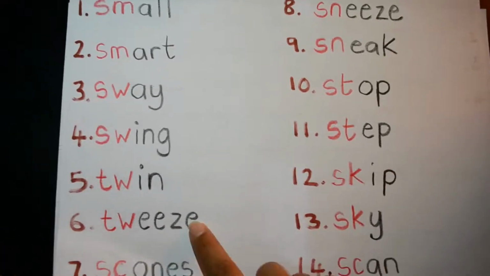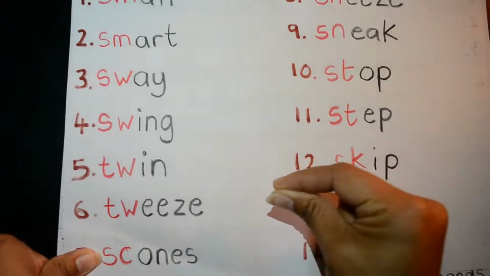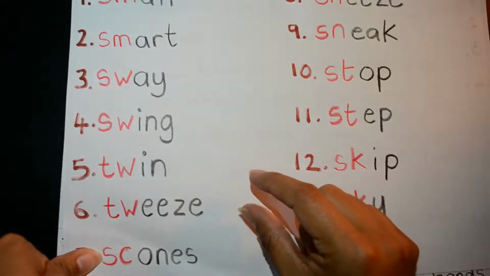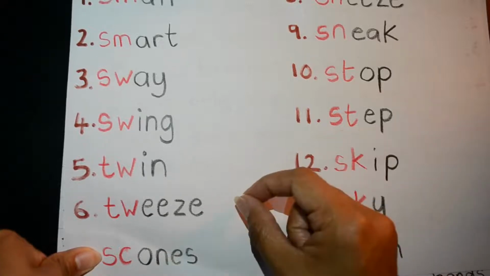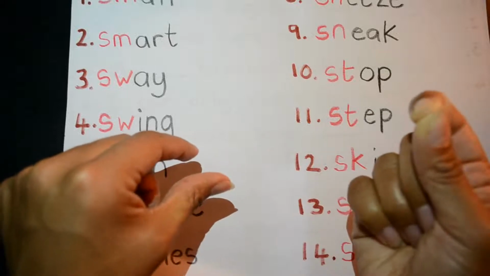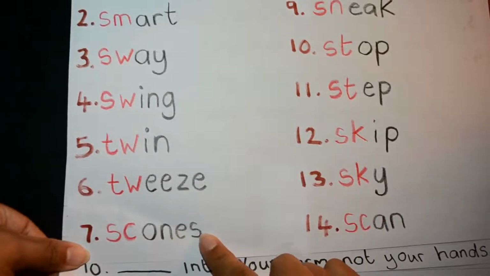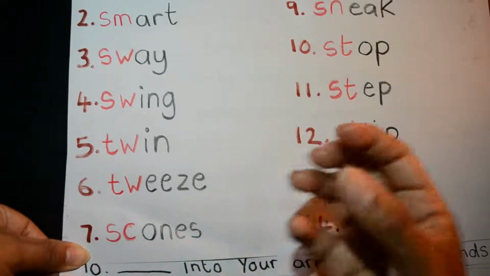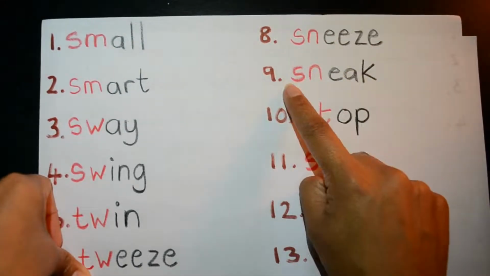Then tweeze is when you tweeze something out. You get a tweezer and you tweeze. You can either tweeze hair and take it out, or if you have a splinter, you take the tweezer and you can pull the splinter out. Okay, and then we have scones. Scones are the ones that you bake and that you eat, and you can put butter on. Then we have sneeze. We all know what that is.